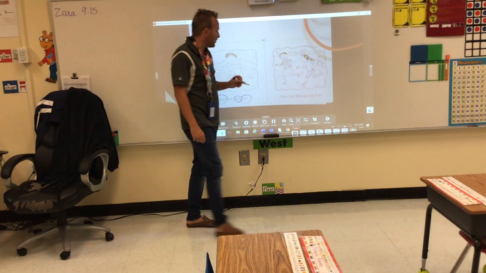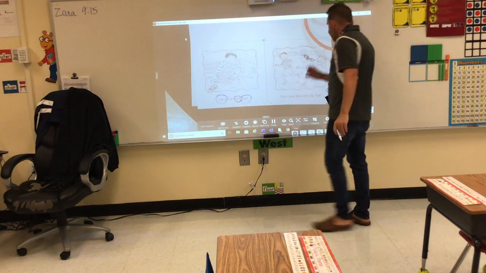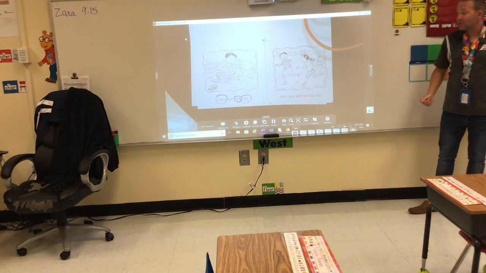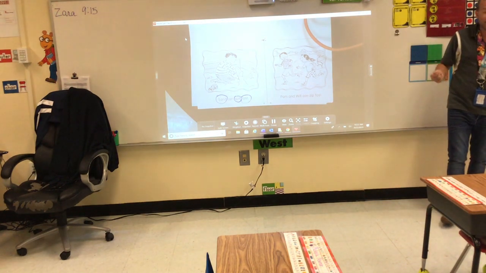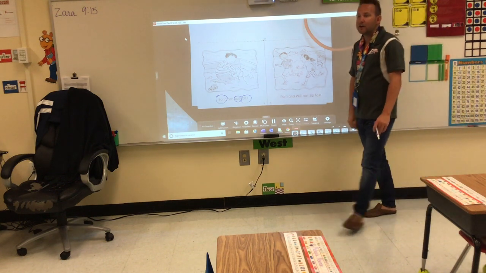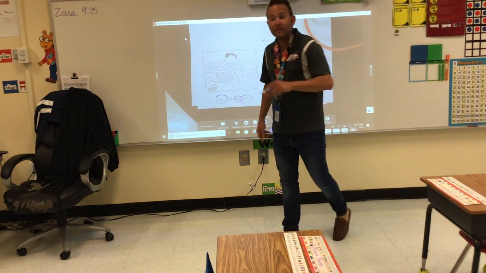Okay, let's go to number 3. I only see one word. And in fact, it's a word that we've already read in this story that has an ending blend. What word do you see on page 4 that has a final blend? We've already read it.